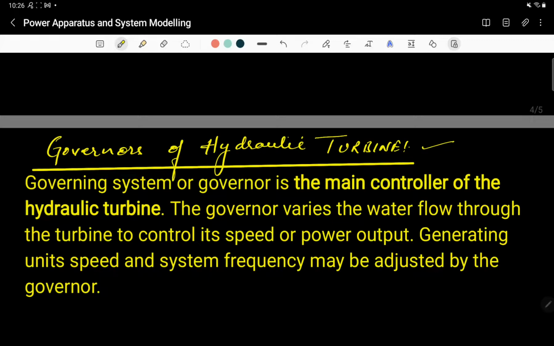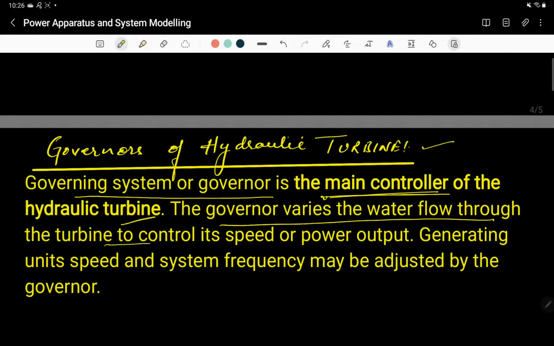Now, what is the working of the governor? First of all, this is the point which we need to understand. Simply, the governing system, or governor, is the main controller of the hydraulic turbine. The governor varies the water flow through the turbine to control its speed or power output. When the speed is controlled, then the power output is controlled. So the generating unit speed and system frequency may be adjusted by the governor.